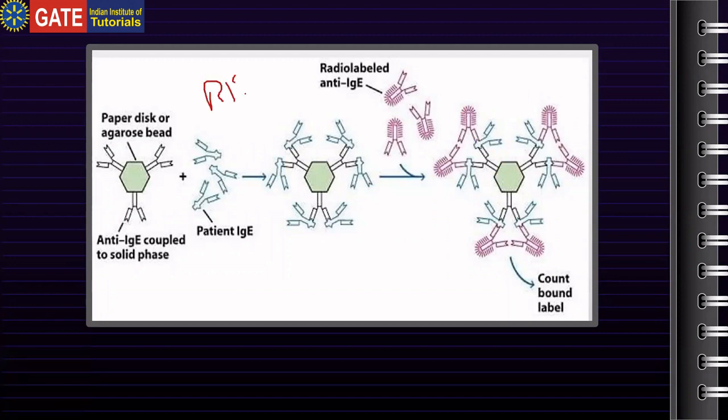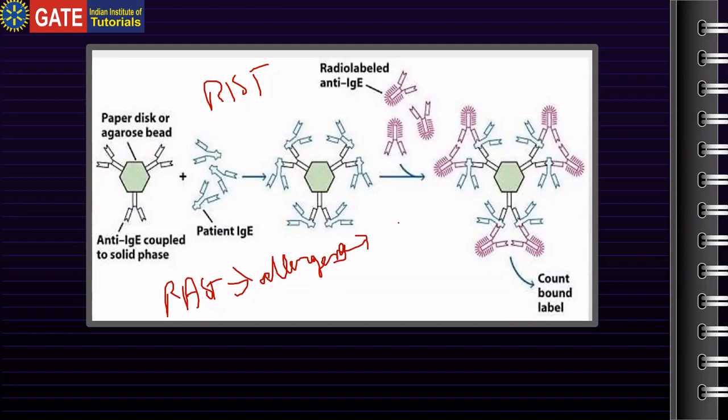This is the RIST. In the RAST, what do we do, friends? Instead of antibody, we will take the antigen. Don't think that we will take only one allergen. No, we really don't know because of which allergen the concentration is increased. So that's why we take multiple allergens.